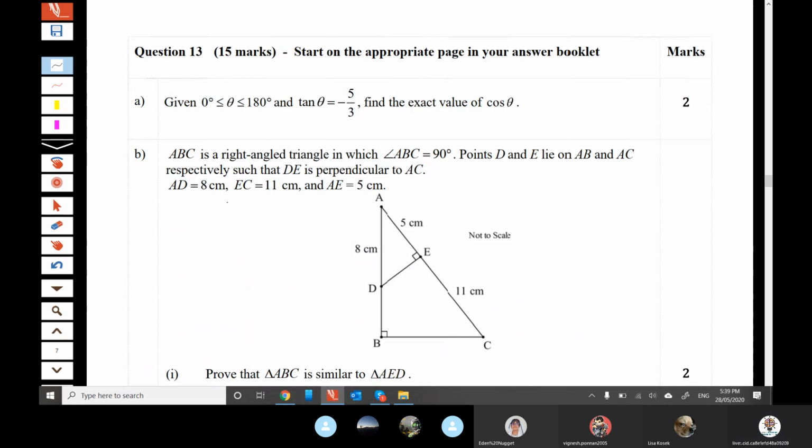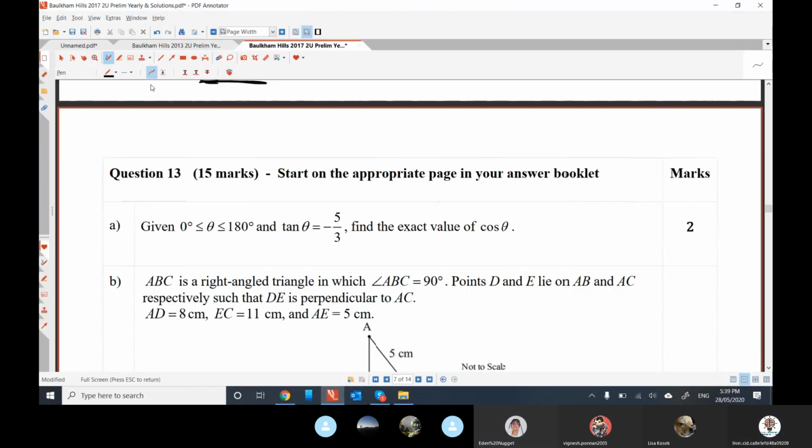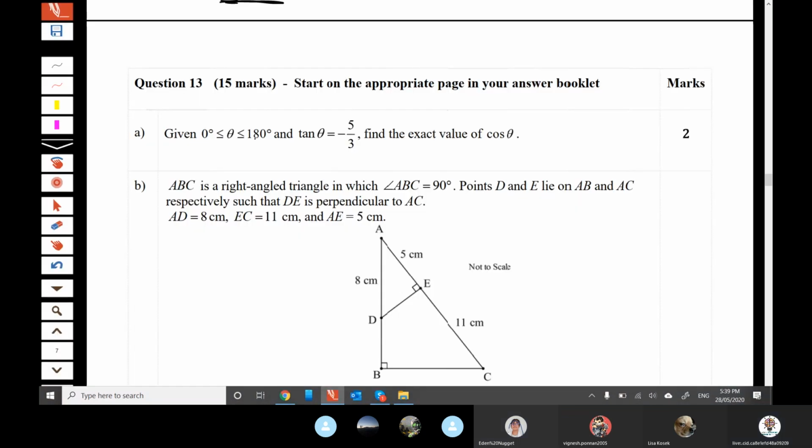Question 3. Hey, there's the question you guys love. Trig. Given theta must be between 0 and 180. What does that mean? Where is it? Given theta must be between 0 and 180. Where is S and A? So it's somewhere here and here. Tan theta is -5/3. So tan is negative here, right, and here.